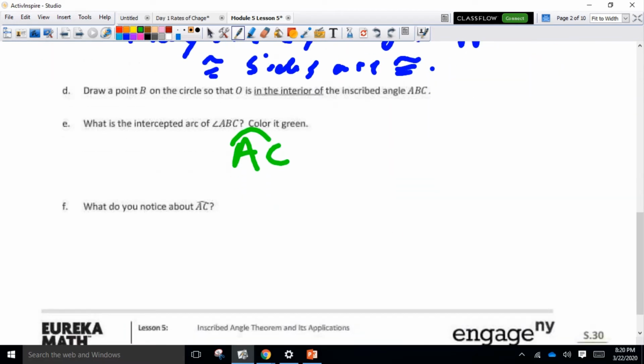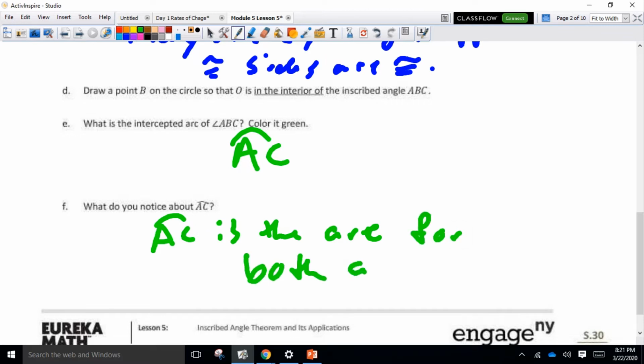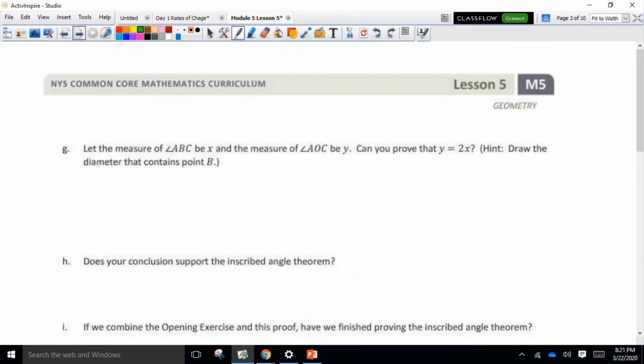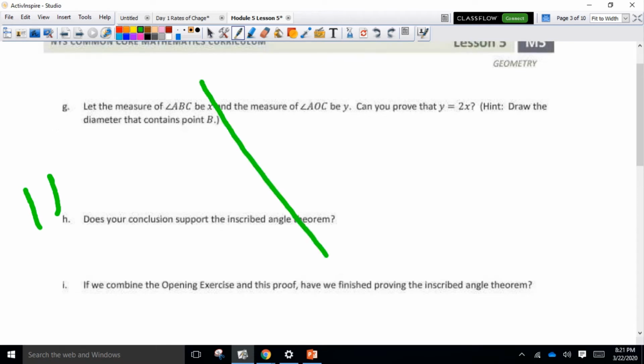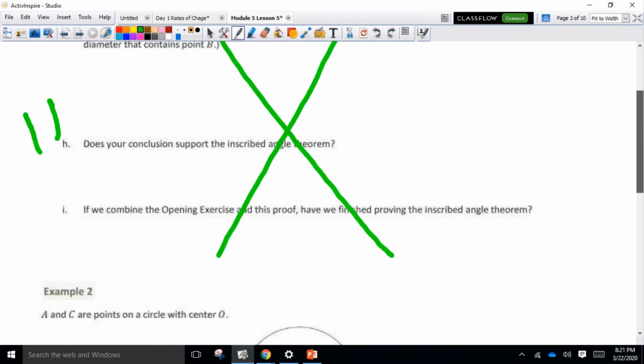Okay. AC is the arc for both angles. Okay. Ooh, too far. Okay, if the measure of ABC is x, no, I think we're going to skip these ones. All right, we're going to skip these because we don't need to prove this. We did it on Friday.